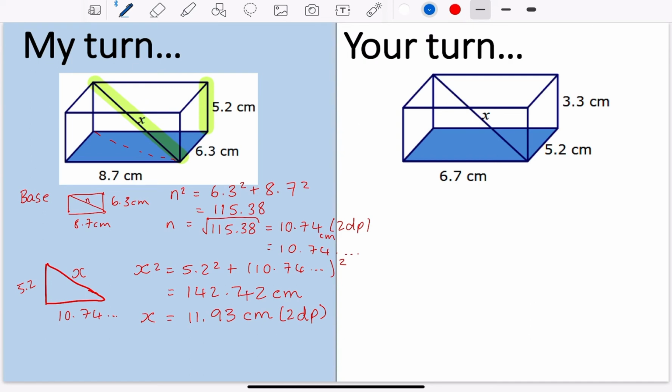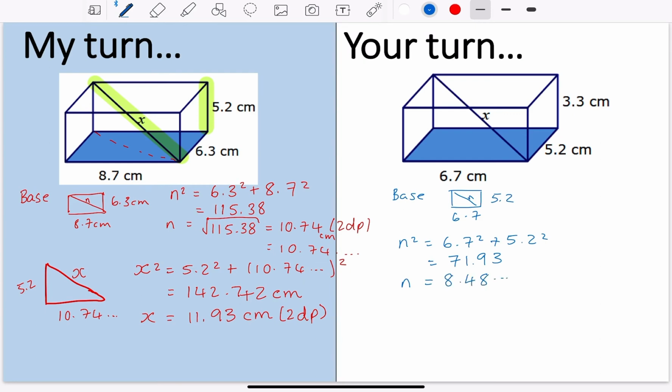Your turn. So for this question, similarly to as I did in the my turn, I'm going to start with the base. This time is slightly different. I've got 5.2 and 6.7. Going to plug that straight in, looking for that n value on my base. So I'm going to get n squared is 6.7 squared add 5.2 squared. That's giving me a value of 71.93. So when I square root it to find n, I'm going to get a value of 8.48.